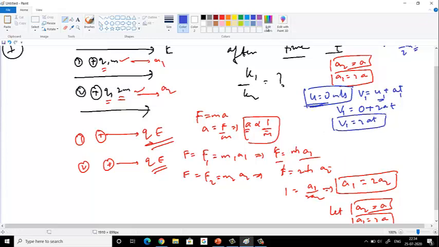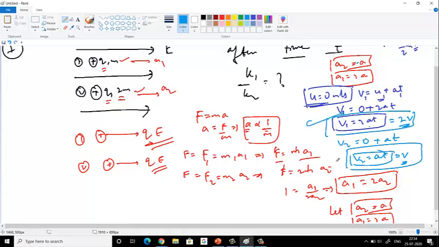What about v2? v2 is equal to u2, which is 0, plus a2 into t. a2 is simply a, so v2 is equal to at. Now if you compare, v1 is 2at and v2 is at. If I call v2 as v, then v1 will be 2v. So this is more important. Finally, you have to consider v1 is equal to 2v and v2 is equal to v. Remember this.